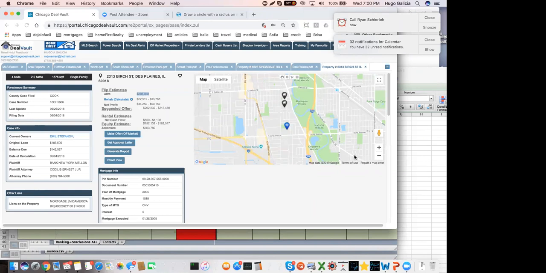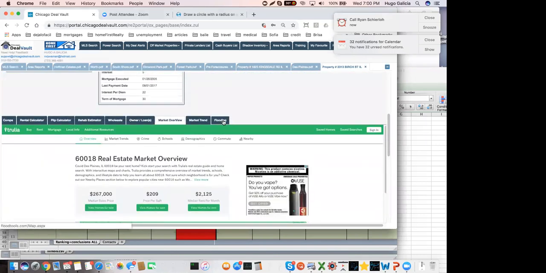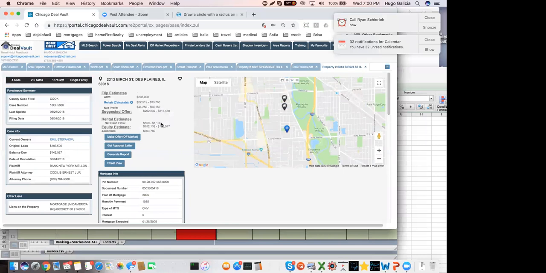Oh, check for flooding. Okay, so check for flooding. That's a great point. Somebody said check for flooding. Here we have a flooding tab, okay? So let me show you how it works.